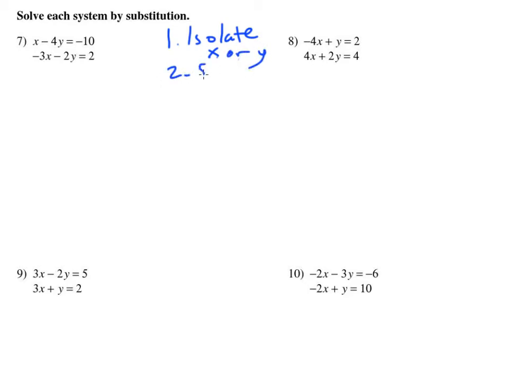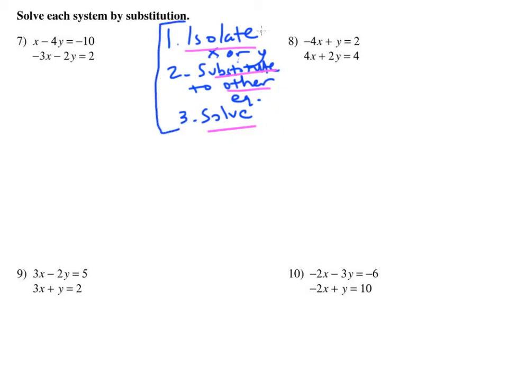Then the second step is to substitute to the other equation, right? To the other equation. And then step 3, solve. Okay, so isolate either x or y, substitute to the other equation, and then solve. That is substitution. Isolate, substitute, solve. So for the first time here, number 7, let's look at number 7.